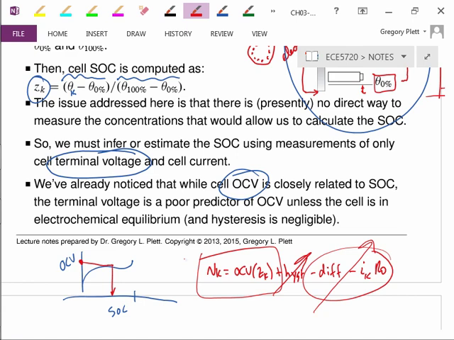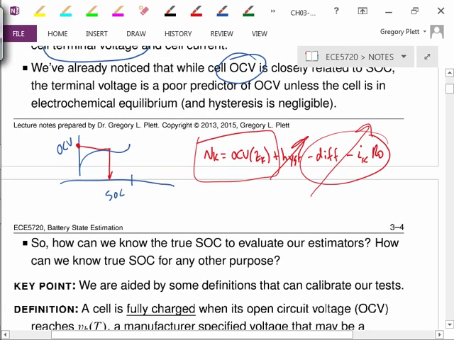So voltage by itself is a pretty unreliable way of estimating state of charge, and we'll look at that in the next sections as we look at some poor methods to estimate state of charge. It's useful to know, but it's not on its own reliable.